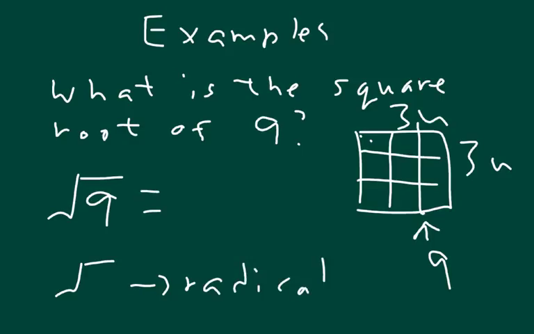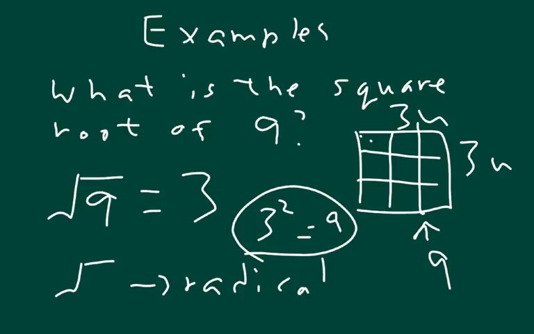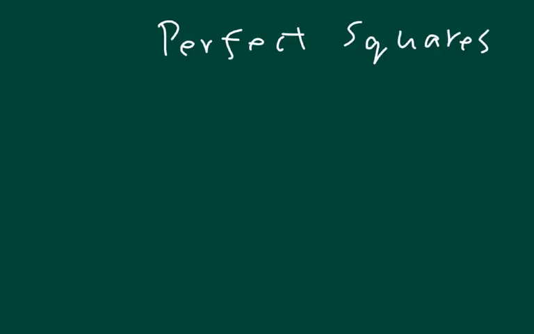And so because there is a number that results in 9 when you multiply it by itself, it's 3. Or we could say 3 to the second power equals 9. So 9 is actually a perfect square, and we'll talk more about that in the next screen. Perfect squares are numbers that have whole numbers as their square root.